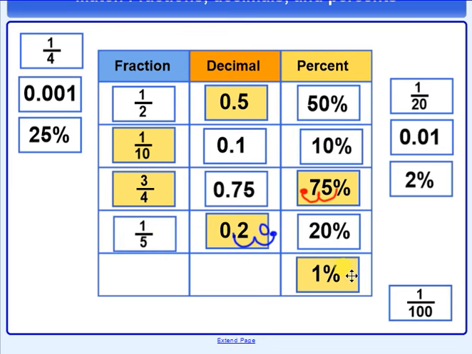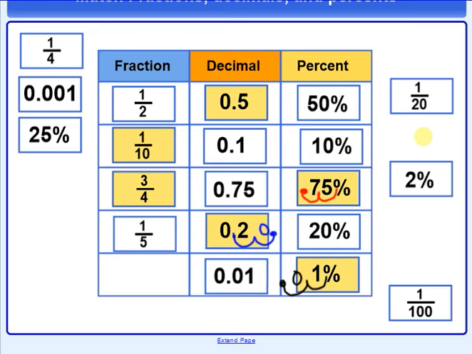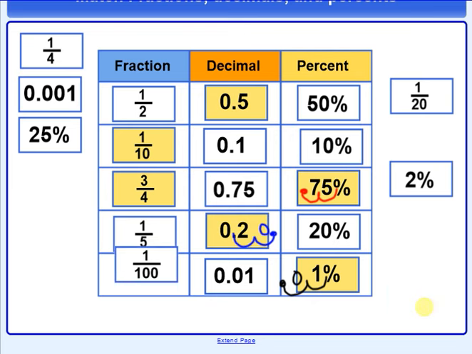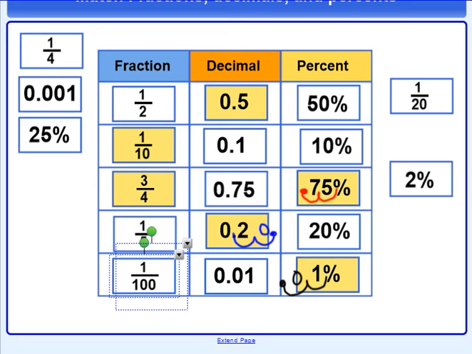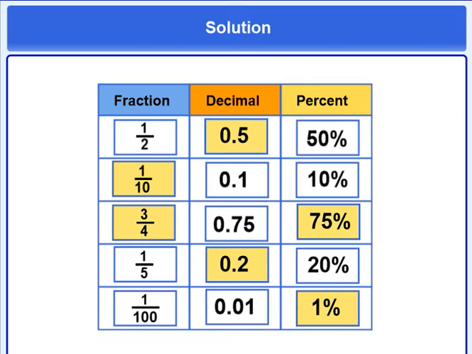Now here I have 1%, but if I move the decimal backwards twice and I added a 0, what would the decimal be? This guy right here. And what is the fraction for this guy? 1/100th. There we go. And there are the answers right there.